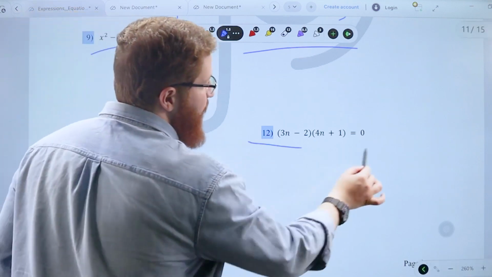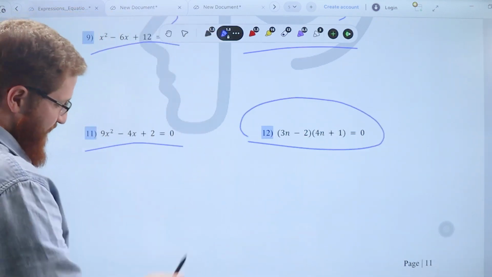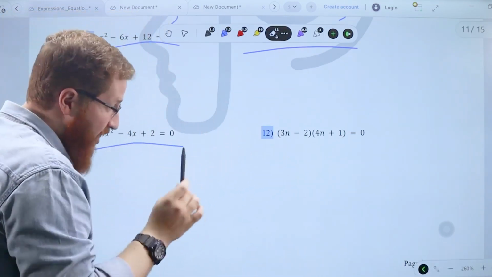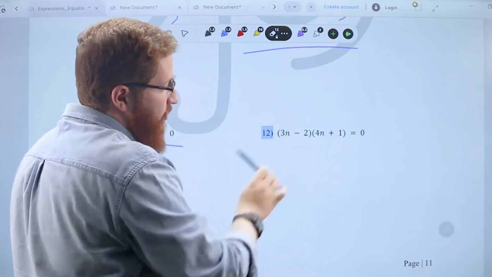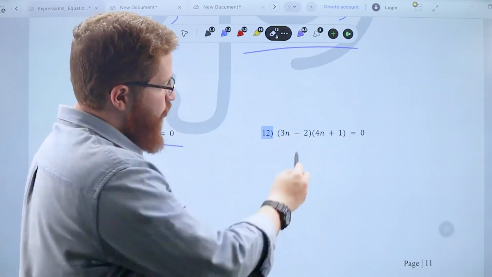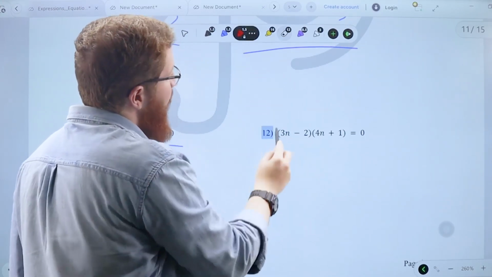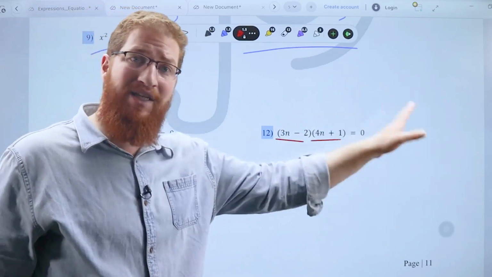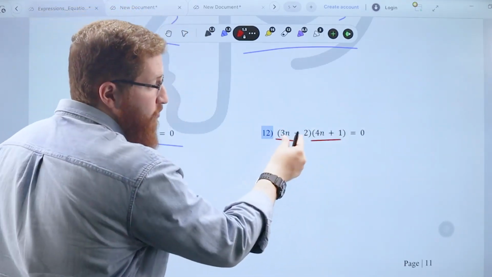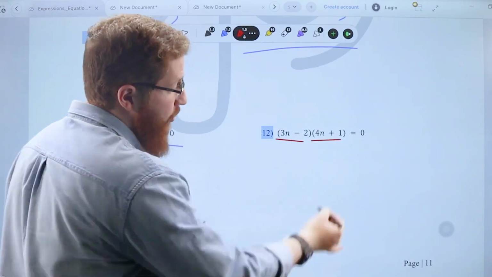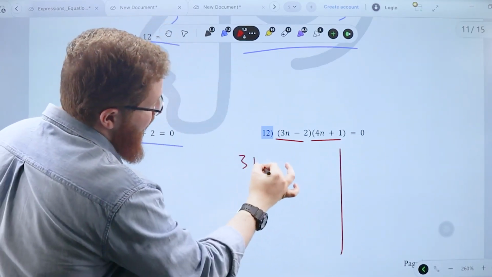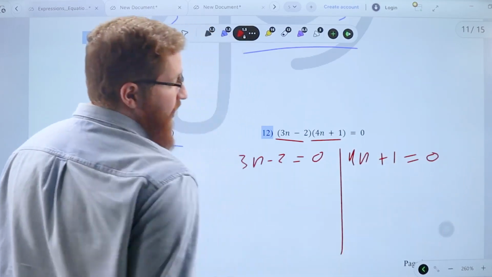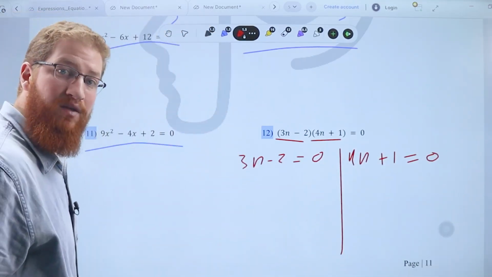This one, you can do it in two ways. The first way, as we said, if I have two different factors multiplied by each other, and the value of this multiplication is 0, then this means the first one should be 0 or the second one should be 0. So I can say either 3n minus 2 equals 0 or 4n plus 1 equals 0. And I have here two different linear equations.